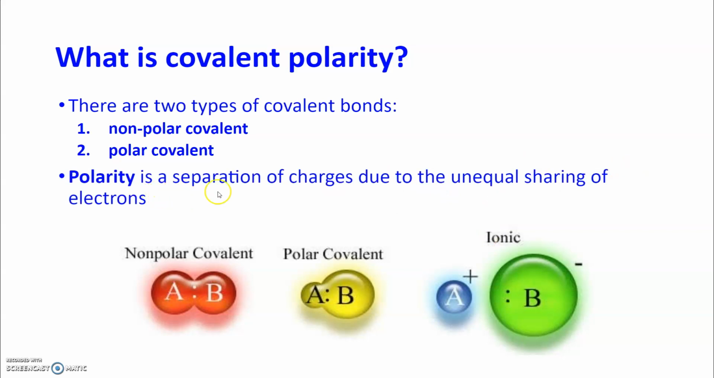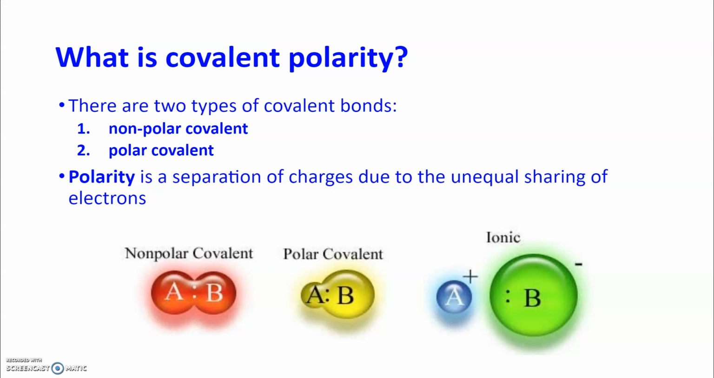Polarity is just the separation of charges due to unequal sharing of electrons. And if we think about poles, right, we have the North Pole and the South Pole. They're separated. We know that there's some type of magnetic field, right, because our compasses point north. And so all of these words are coming from the same roots. And so this is a separation of charges, and it's because of that unequal sharing of electrons.